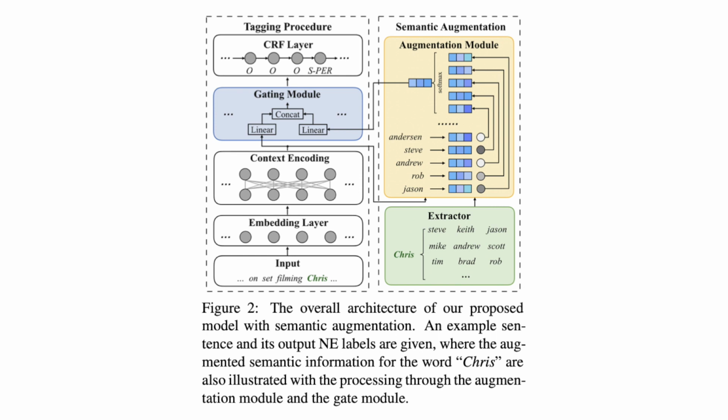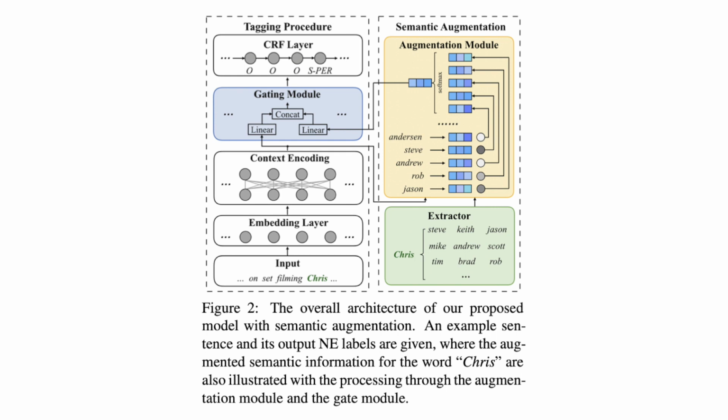Let's now dive deeper into the NER model with semantic augmentation and look at how it works. Here's the overall architecture of the NER model. It looks very complex, but don't worry, let's take it slow and start with the input sentence on the bottom left. For each input token, extract the most similar words of the token based on pre-trained embeddings. For example, with the token Chris, we can extract similar words using pre-trained embeddings such as Steve, Mike, Tim, Andrew, etc. The augmentation module will use the attention mechanism to weight the semantic information of these similar words.